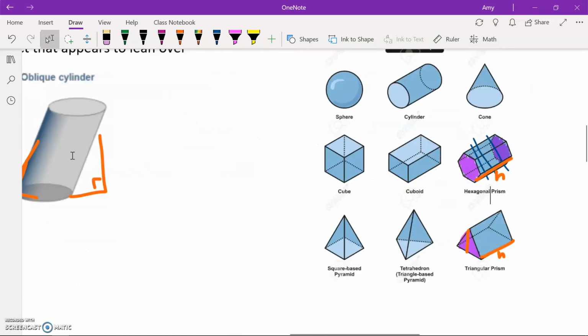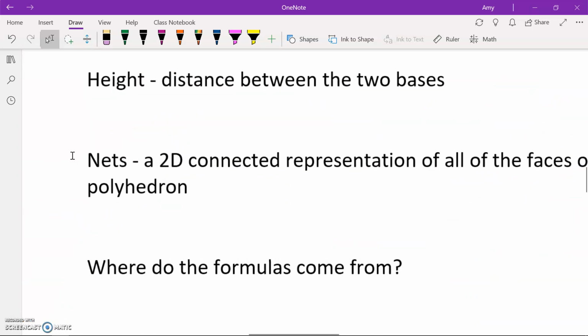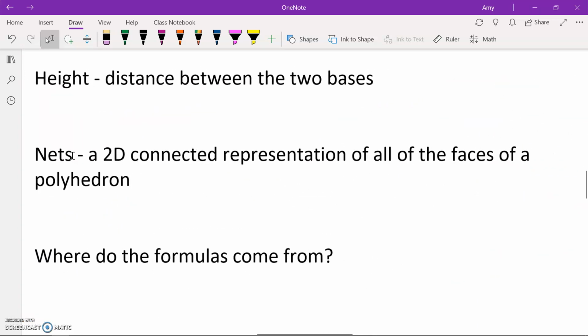And then the last thing we're going to talk about is the nets of a figure. A net is just the 2D representation of all of the faces. So it's when you unfold your shape onto a piece of paper. Nets are really awesome because they help us calculate surface area really well.